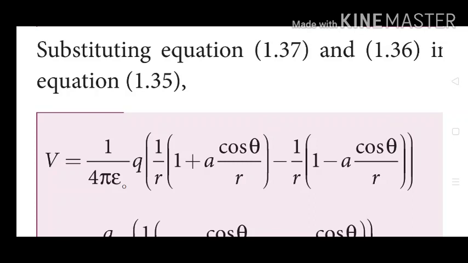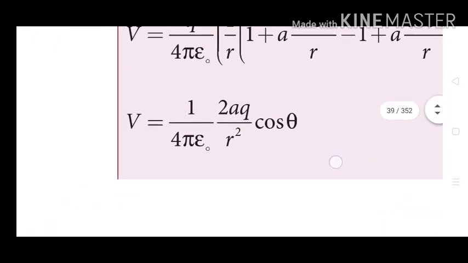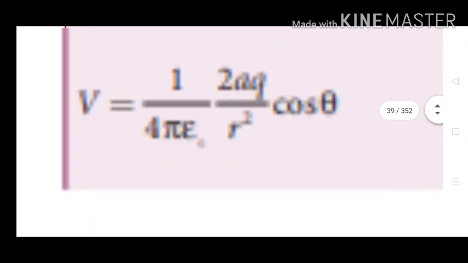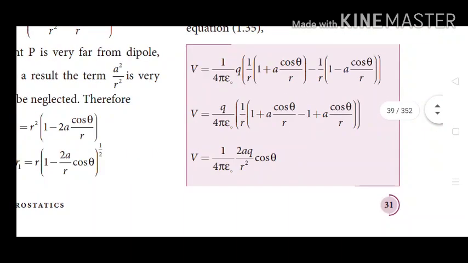Substitute the values of equations 1.37 and 1.36 in equation 1.35. Then finally V is equal to 1 by 4 pi epsilon naught Q times (1 by R) times (1 plus A cos theta by R minus 1 plus A cos theta by R), and after simplification, we get the result. Finally, V is equal to 1 by 4 pi epsilon naught 2AQ cos theta by R square. This is the finally simplified equation.